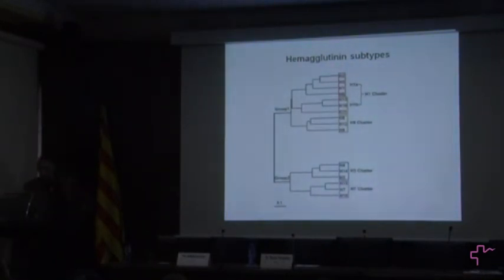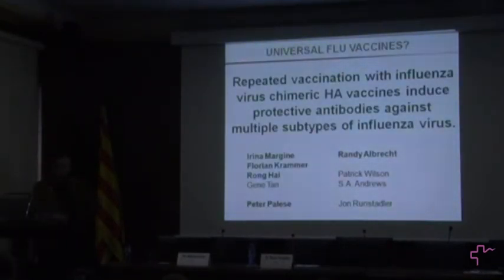And how can we do that? Now, what I'm going to tell you is the approach that we are trying to use, and hopefully we will move soon into clinical trials in humans, which is to vaccinate repeatedly with influenza virus chimeric hemagglutinin vaccines. And I will tell you what a chimeric influenza virus hemagglutinin vaccine is. And this is in collaboration with the group of Peter Palese and Florian Kramer.